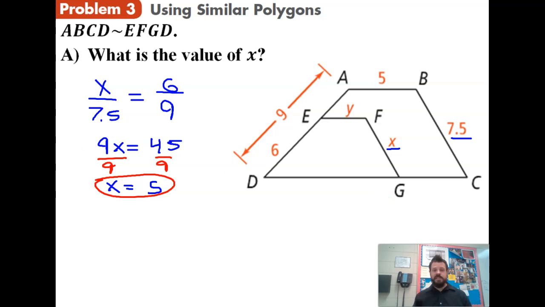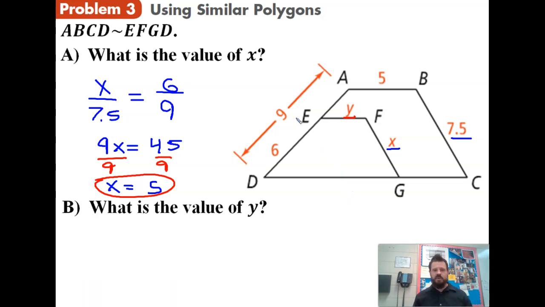All right, problem B is the same idea. Why don't you take a minute, pause the video, work through problem B, and then press play to check your answer. So B, same idea. This time we want to solve for the length of y. Now there's some different ways I can set these proportions up. So if you don't set it up the exact same way as me, that's okay.